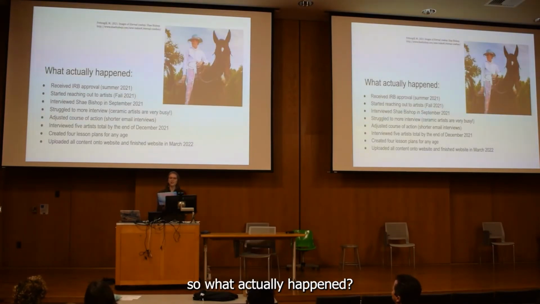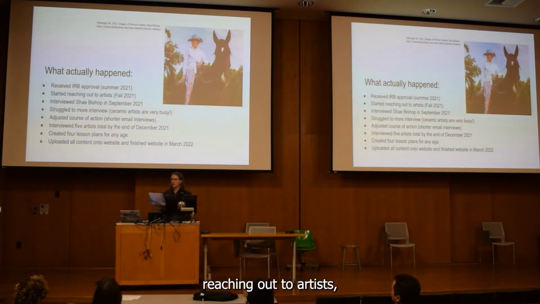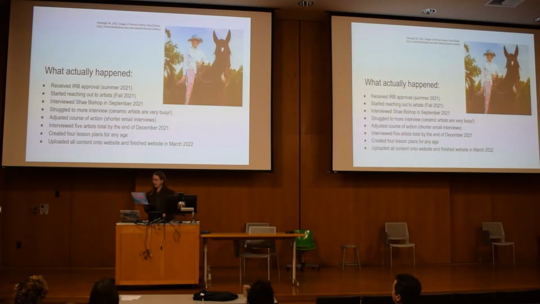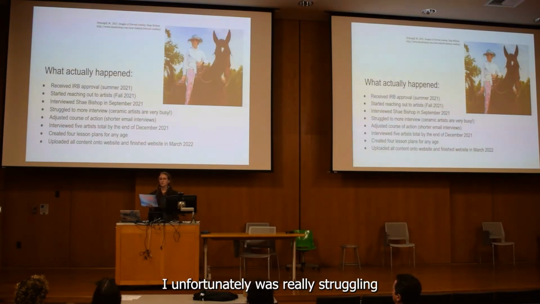So what actually happened? I received IRB approval in the summer. Then I was able to start reaching out to artists. So I started reaching out to artists in the fall. The first artist to get back to me is Shay Bishop, who's seen here wearing ceramic chaps and a ceramic cowboy hat. He did the full video interview with me in September. And then after interviewing him, I unfortunately was really struggling to find other artists who were able to complete the interview.